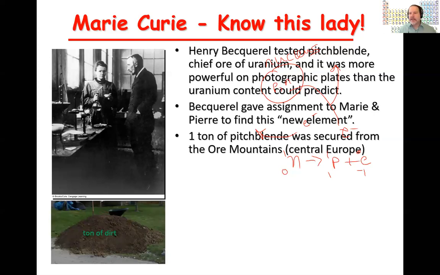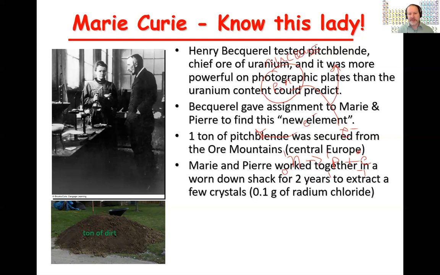That's a lot. But what they did was work through every single grain of that and dissolve things, wash them with certain chemicals, rinse, filter, precipitate, did all sorts of things. And being a mother, she and Pierre were doing this in a little shack outside their house. So for 2 years, they worked through all of this, and she was able to extract 0.1 grams, 100 milligrams, just a little bit of a powder of radium chloride, a new element.